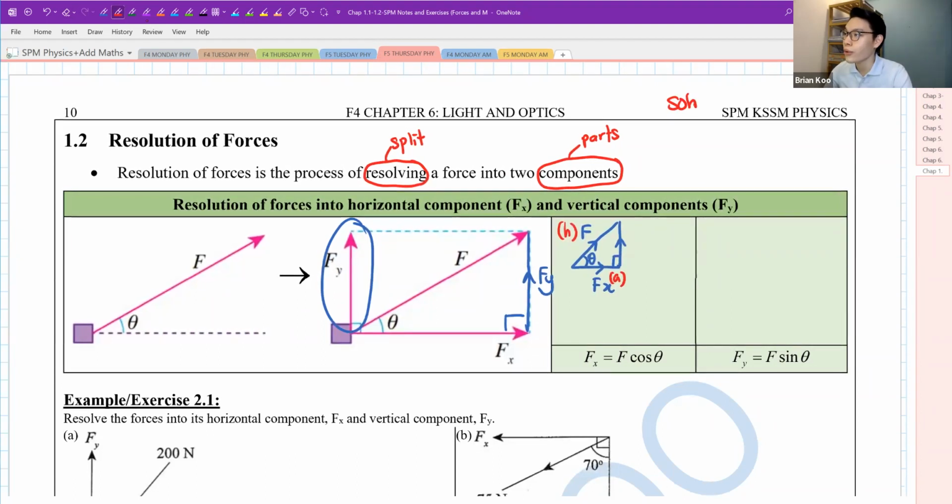Okay, so you write down SOHCAHTOA. Which one should I use? The one with A and H. Cah. The one with A and H. You see now? Cah. Right? So therefore, the formula for this one would just be cos theta equals A over H. Okay, cos theta equals A over H, which is Fx over F. And then I am going to multiply the F to the left side so that Fx is now F cos theta.